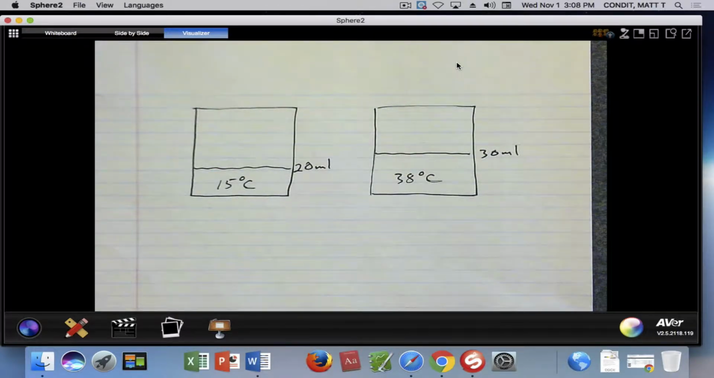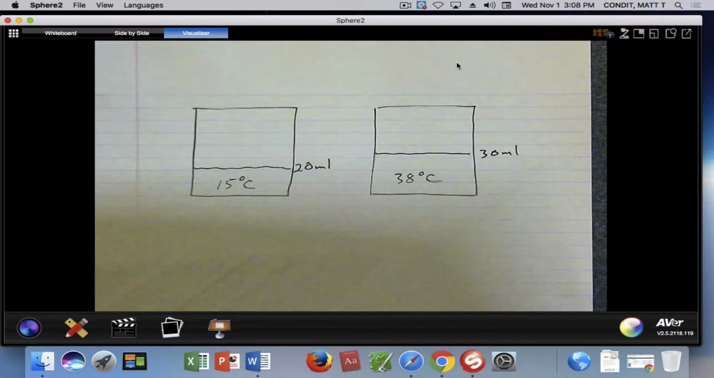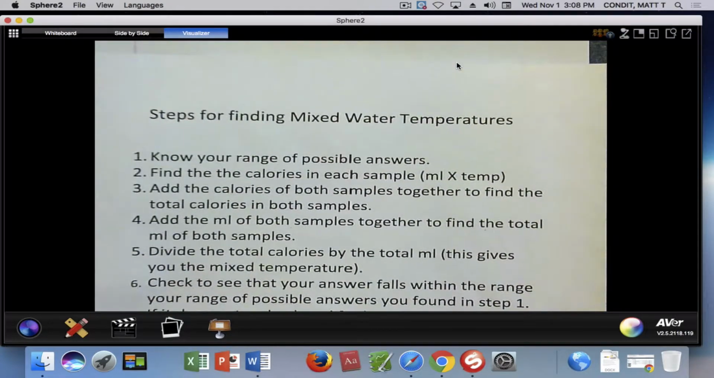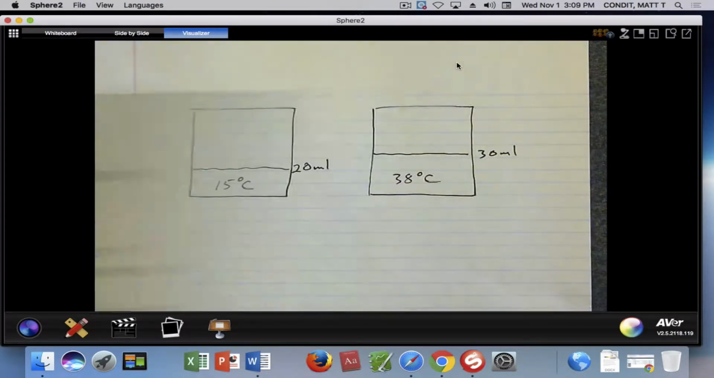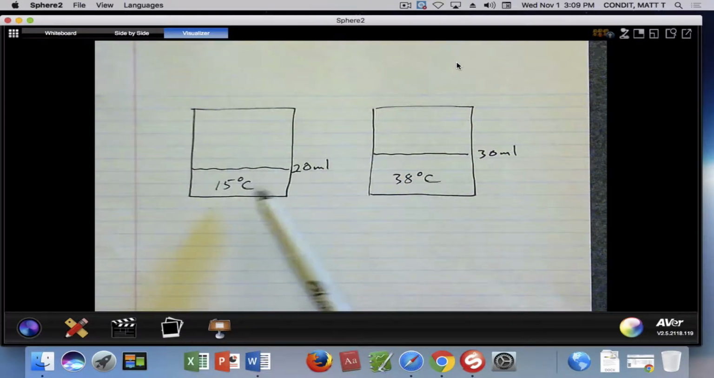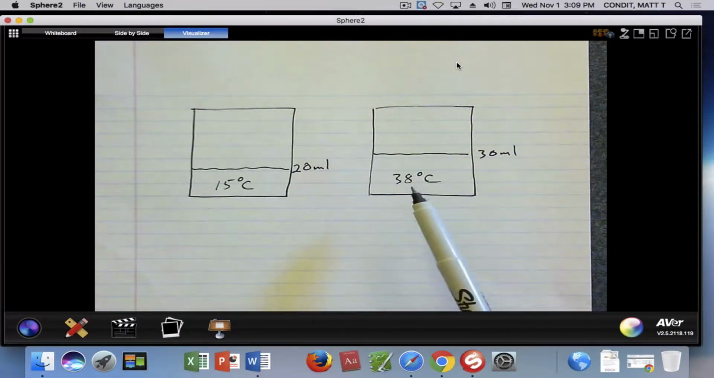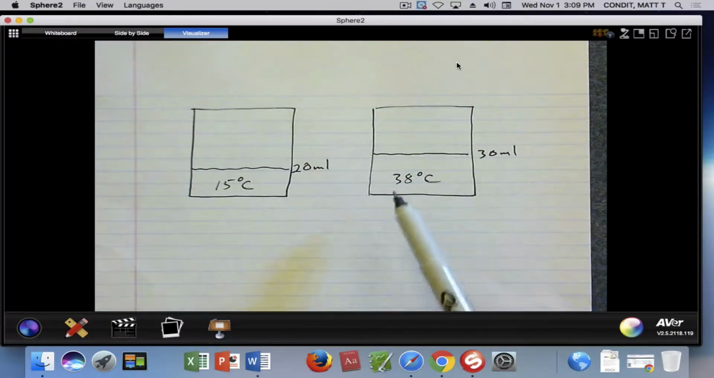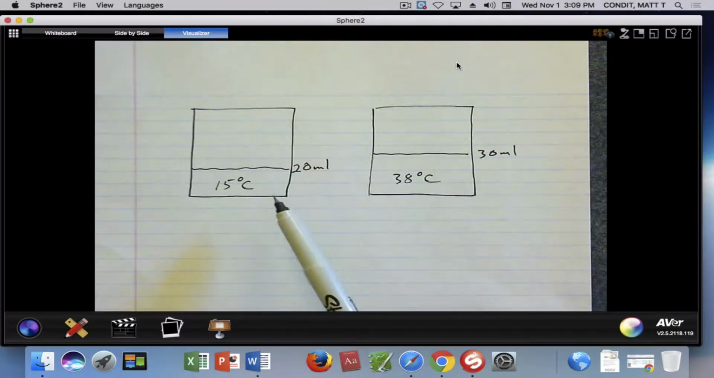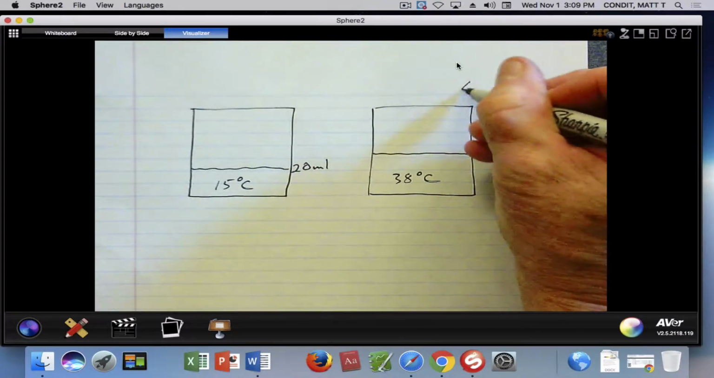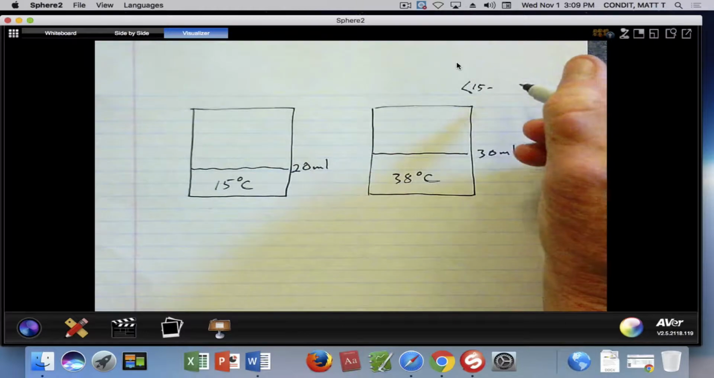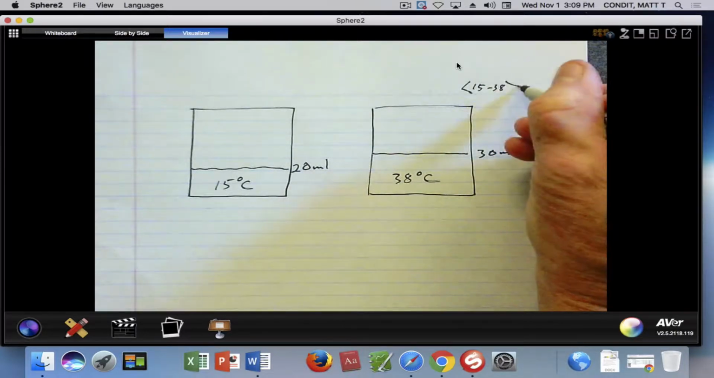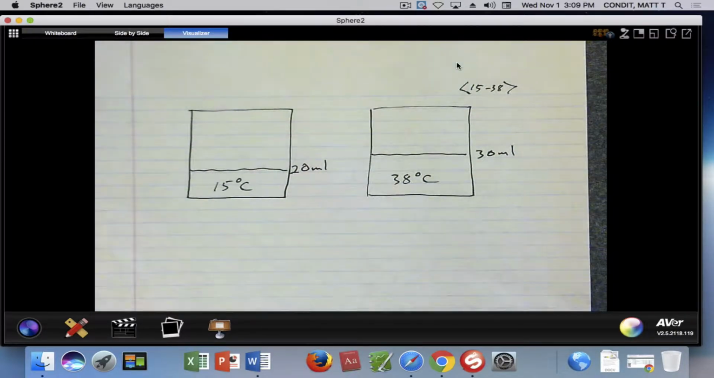be, using calories. And so when we do this, our first step is simply to know the range of possible answers. And what that means is if you have something at 15 degrees and something at 38 degrees, the mixed temperature has got to be somewhere in between those two amounts. You won't mix these and have a temperature of 5 degrees or 90 degrees. It's got to be somewhere between 15 and 38. So I'm going to write that in up here, that's where our answer window is. It's between 15 and 38 because that's going to help us check our work.